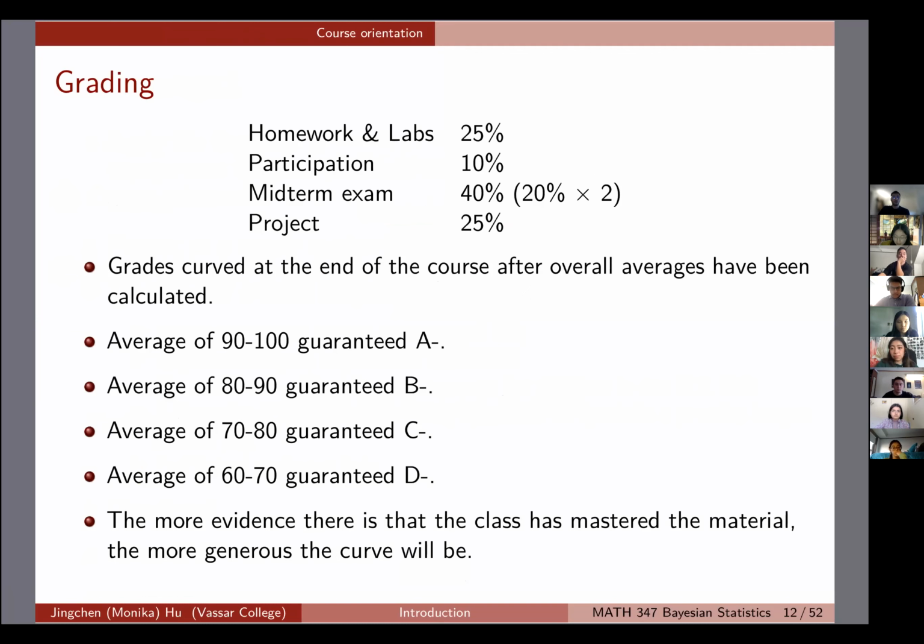So in terms of the grading, we have 25% for the homework and labs, 10% for the participation. That includes the Moodle posts that I asked you to do, as well as case studies that we do towards the end of the semester. As long as you do them, you get the participation grade. We have 2 midterm exams. There is no final exam. Each is 20%, and I will announce the date beforehand.